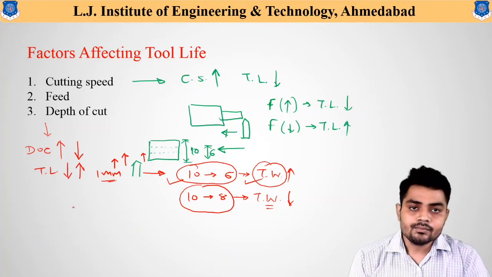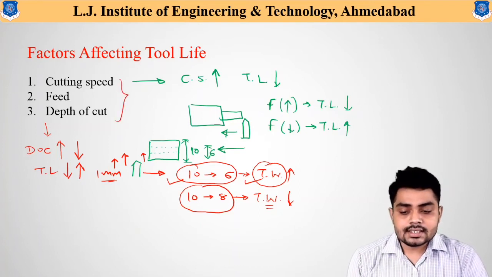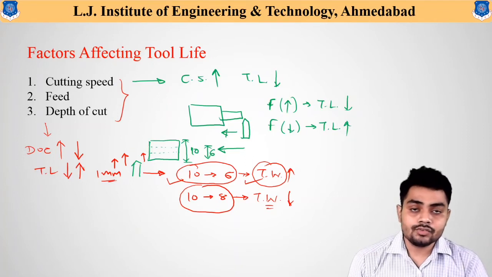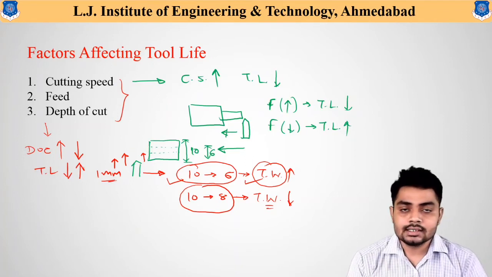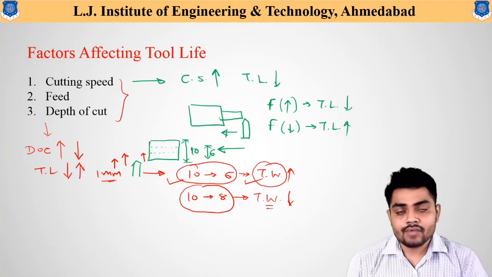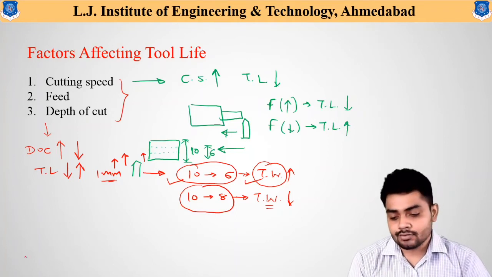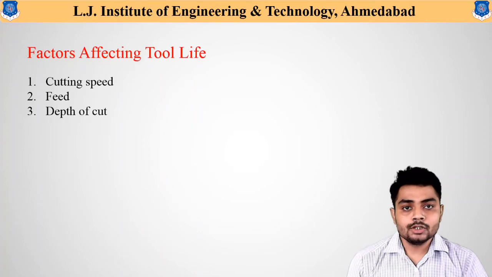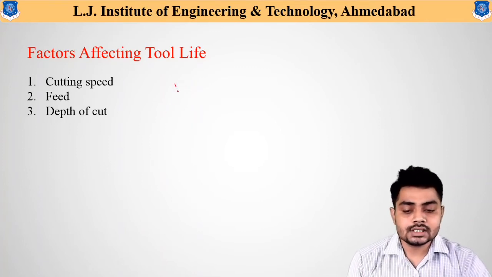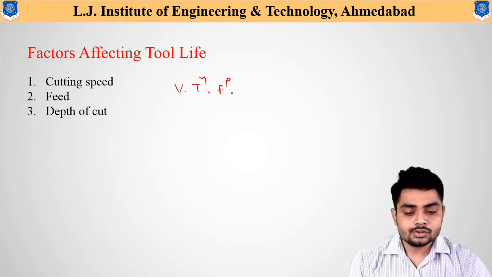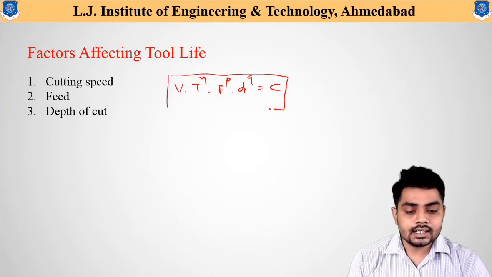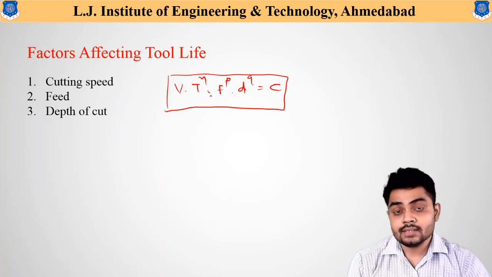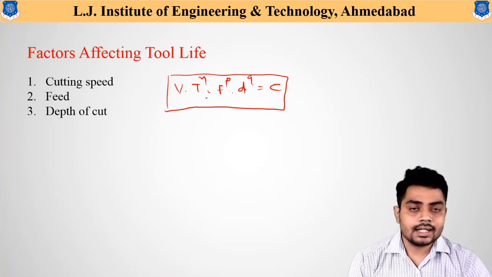So in all three of these cases, that is cutting speed, feed and depth of cut, the tool life is inversely proportional. That means an increase in these particular factors results in a decrease in the tool life. So considering all these factors, another equation is developed to consider all these important factors, and this equation is written as V into T raised to N, F raised to P and D raised to Q, that is equal to a constant. So this is another equation which gives the relationship between cutting speed, feed, depth of cut and the tool life.